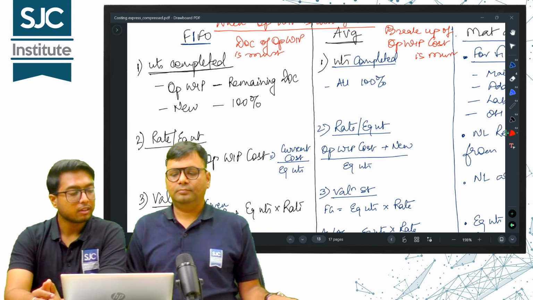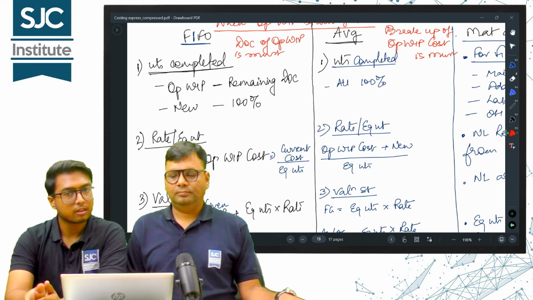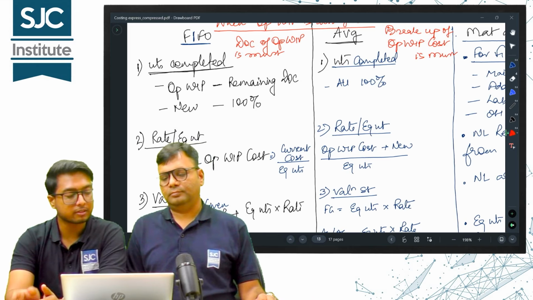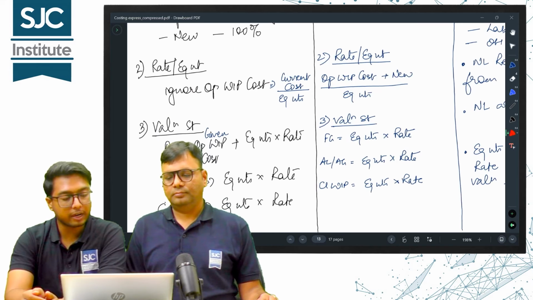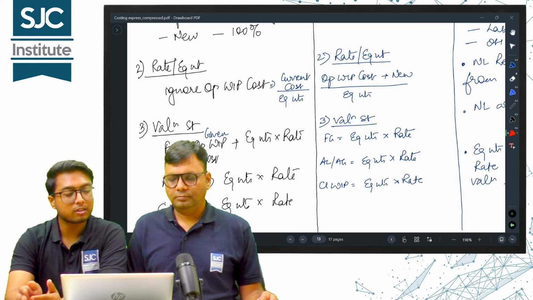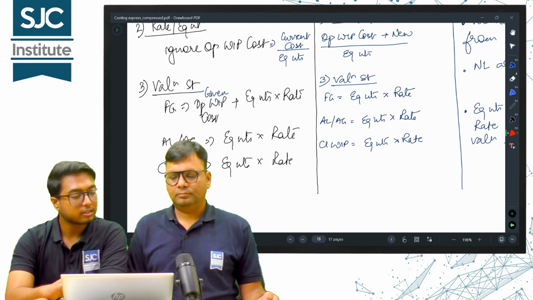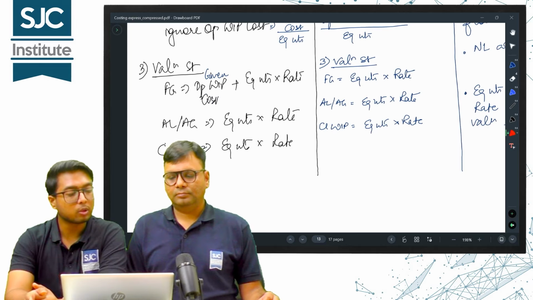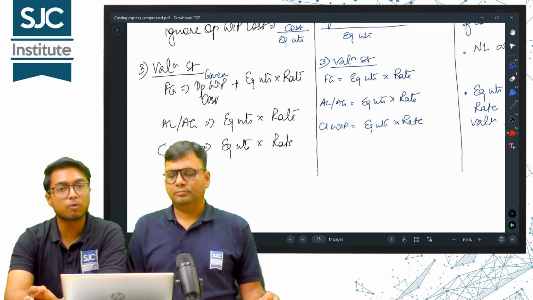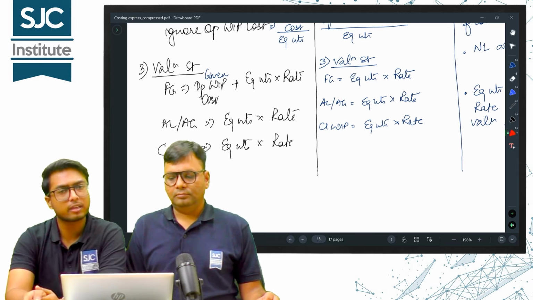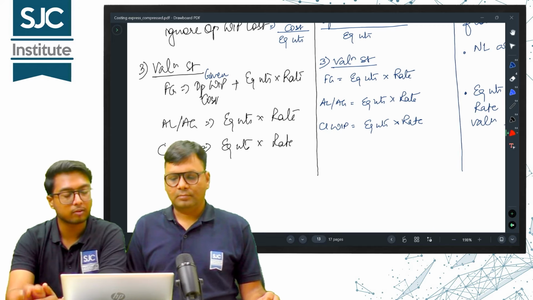Under the FIFO method, the first step is to find the units completed. That will be opening work in progress multiplied by remaining degree of completion. For new, it will always be 100%. Step 2, rate per equivalent unit is equal to current cost divided by equivalent units. You must ignore the opening work in progress cost. Step 3, finished goods is equal to opening work in progress cost plus equivalent units into rate. Abnormal loss, abnormal gain is equal to equivalent units into rate. Closing work in progress is also equal to equivalent units into rate.